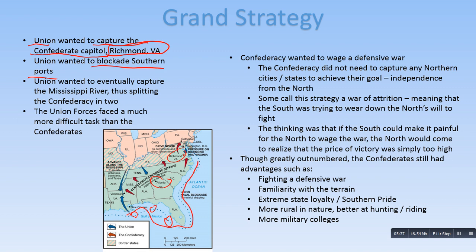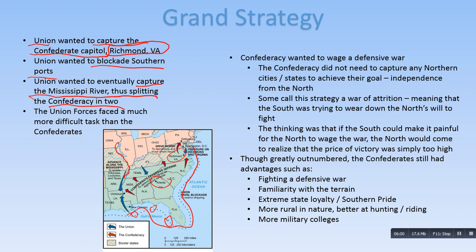The third plan, of course, was to capture the Mississippi River and split the Confederacy in two. Now, if you can see the Mississippi River, it starts up here, but if you go right down through there, you have part of the Confederacy over here and part of the Confederacy over there, and you would effectively split them in two.